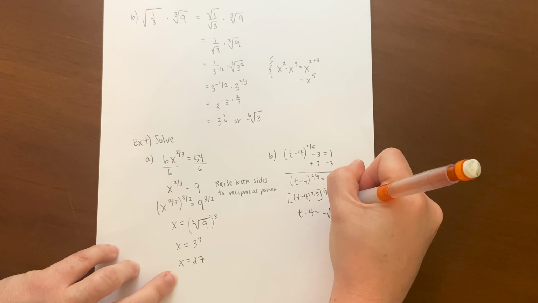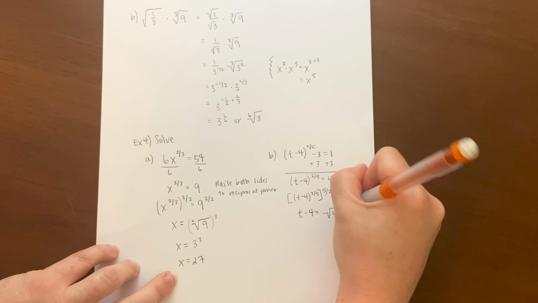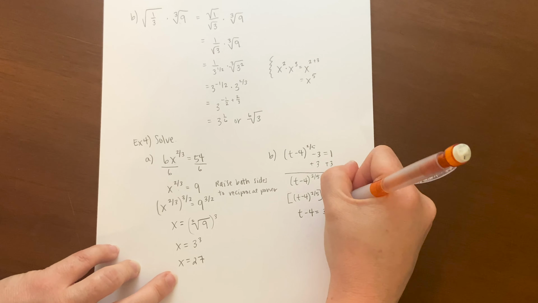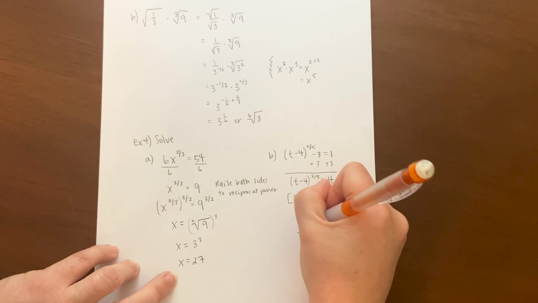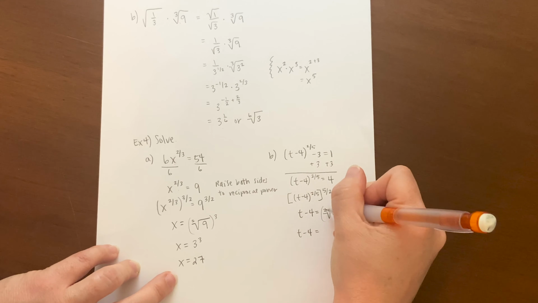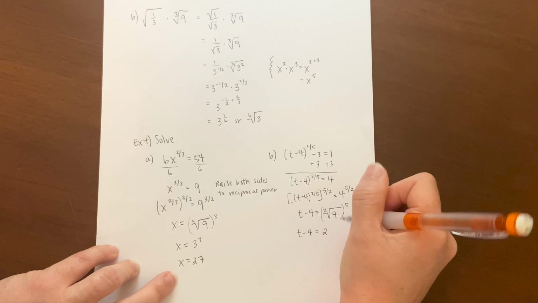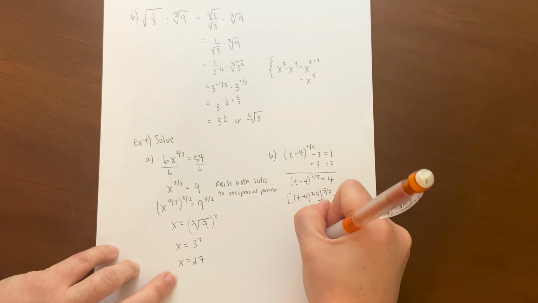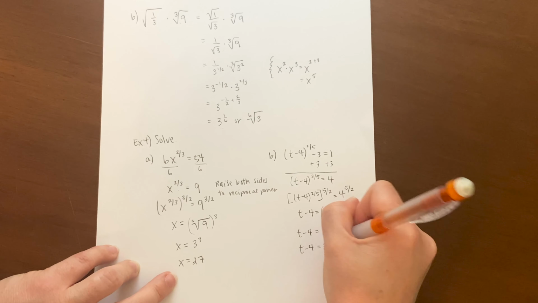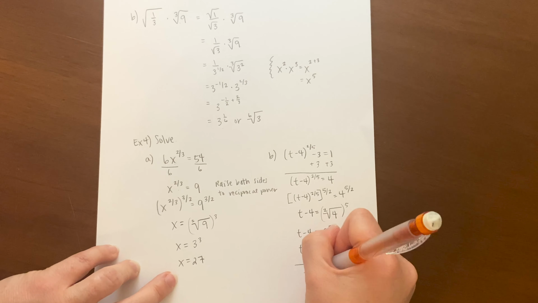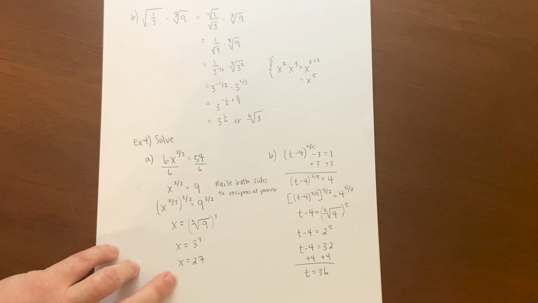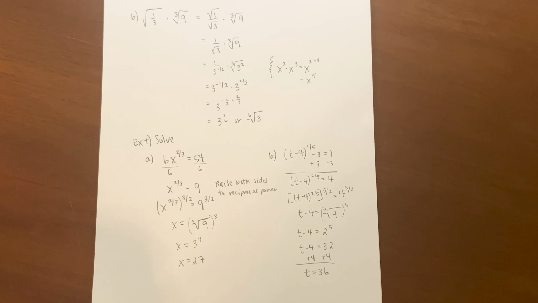So I'm going to make my radical. The base is 4. The root is 2. The exponent is 5. So t minus 4 equals the square root of 4, which is 2, to the 5th. So t minus 4 equals 32. Add 4 to both sides, and t equals 36. So that's a couple of examples of how you would solve.